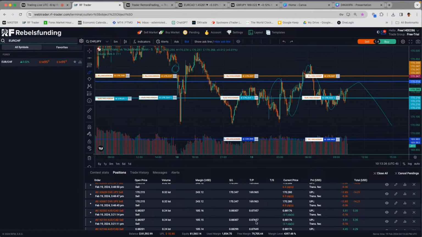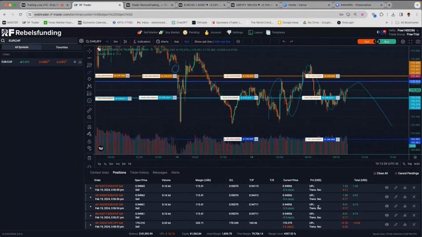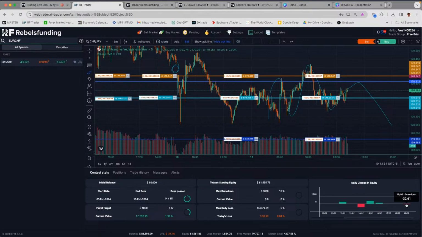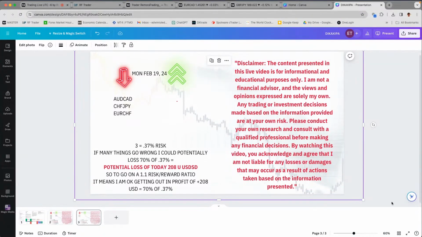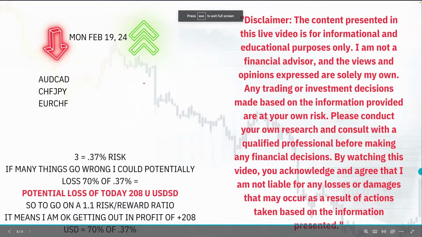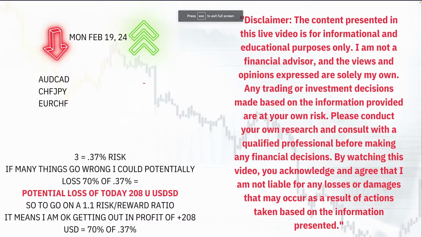Anyways, it sucks when a pair strongly breaks against us because it doesn't help this red column go strongly our way as we love it to happen. So let me just do something here. Let me just show you the disclaimer and also the pairs entered today.